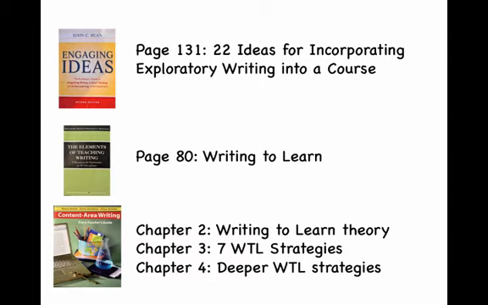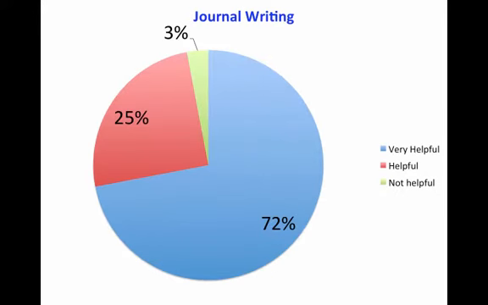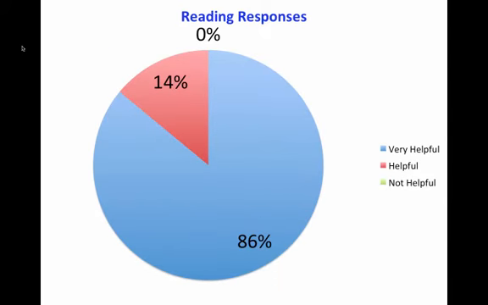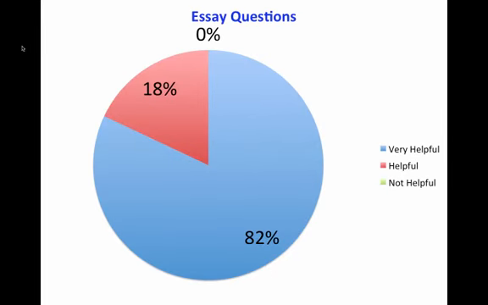Students have found the various writing to learn activities to be helpful. Just as a representative example, 97% of the students in one section found journal writing, a common writing to learn activity, to be helpful, with 72% finding it very helpful. Another common writing to learn activity is reading responses, and likewise 100% of the students found reading responses to be helpful, and 100% found essay questions to be helpful.